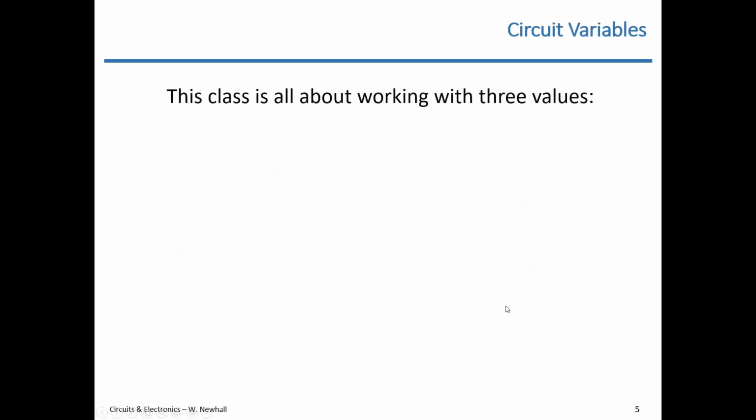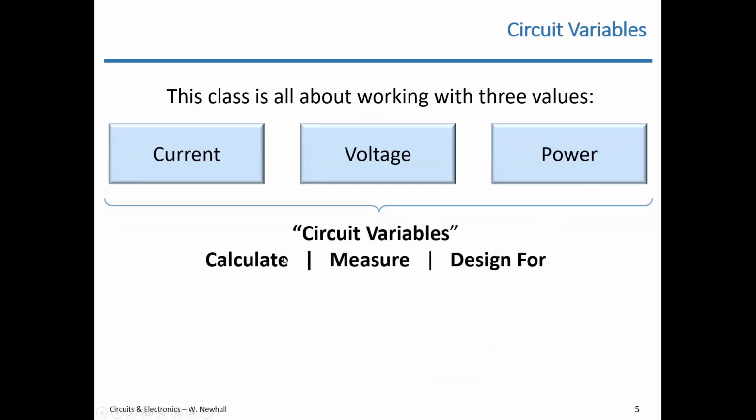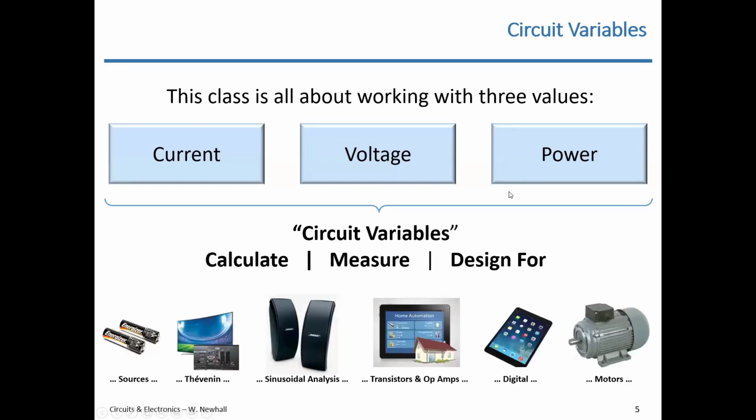So this course is all about working with these three values: current, voltage, and power. These are called circuit variables. You're going to calculate these values for these variables. You're going to measure these values. You're going to design for these values. And you're going to see these apply to all of the topics we cover, including voltage and current sources, Thevenin equivalent circuits, sinusoidal analysis, for example, audio signals, right? Transistors and op amps in common electronics, digital circuits and motors. Voltage, current, and power are all important and essential quantities. You're going to do calculations for these in each of these topics.